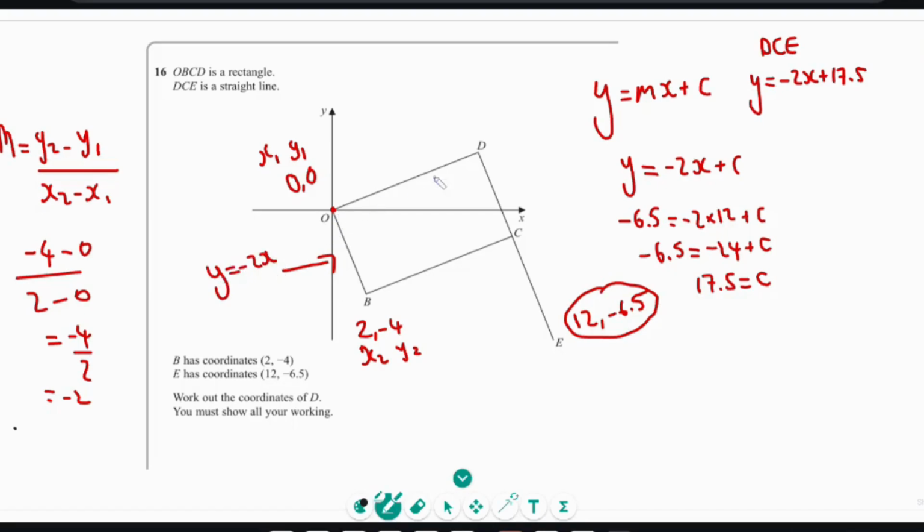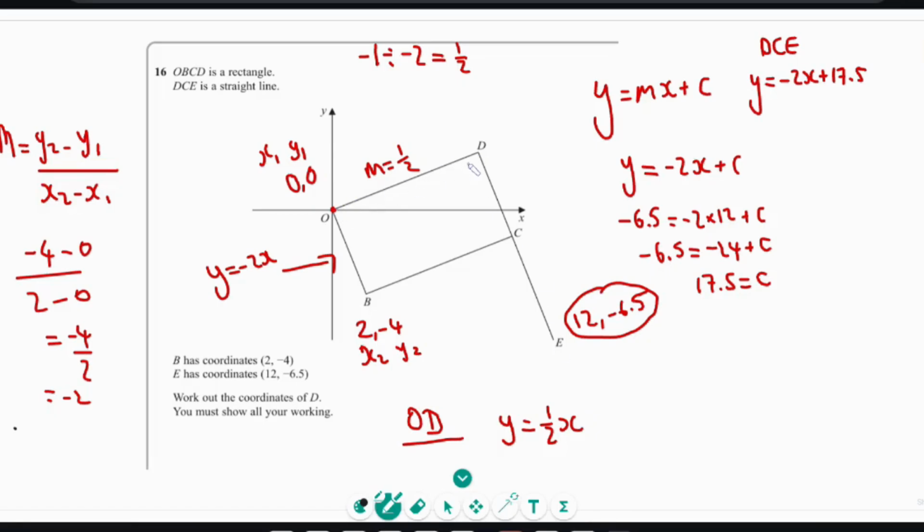The equation for OD is perpendicular to DCE. So the gradient for DCE is -2. -1 divided by -2 is a half. So the gradient for OD is a half. So the equation of the line OD is y equals half x plus c, because the y-intercept is 0. So it's just y equals half x.